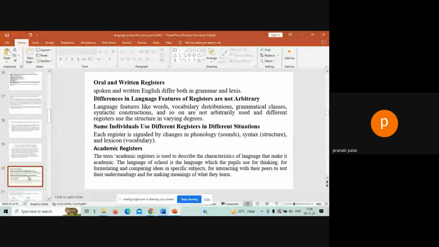Suppose we are orally approaching our principal to allow us a leave. That is not so formal. But whenever we are giving it in a written form, a written application, then it is more formal. Yes or no? Yes, ma'am. Okay.